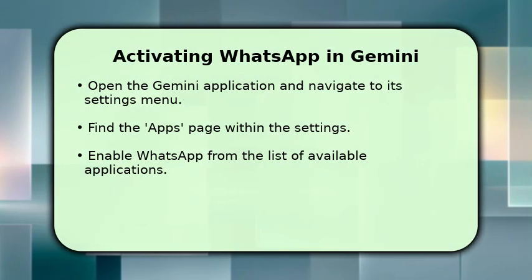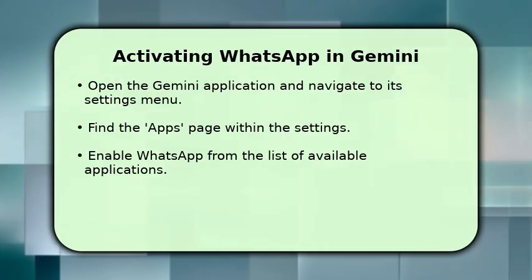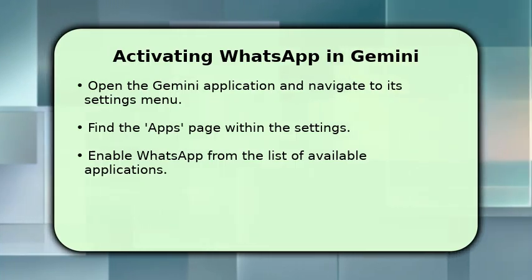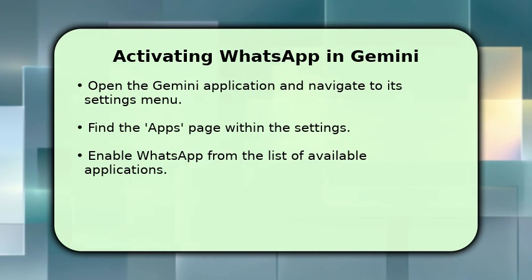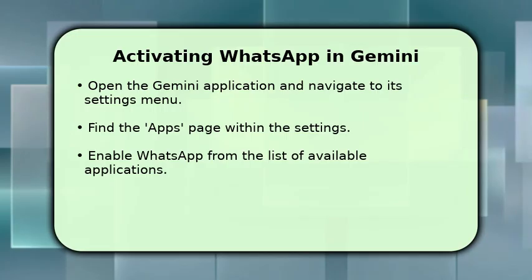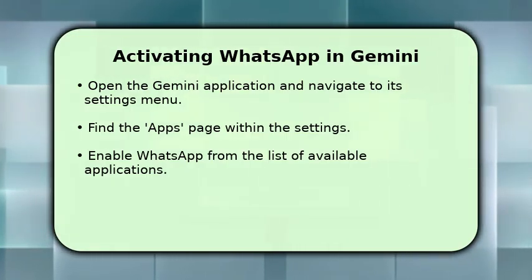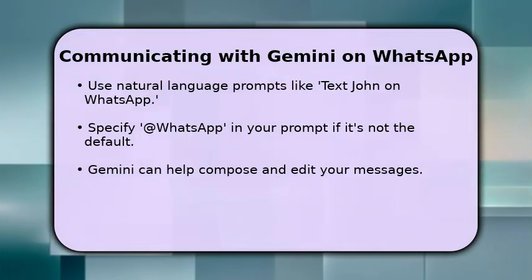To activate WhatsApp within Gemini, first open your Gemini application. Then, tap on your profile icon, usually located in the top right corner, and go to the Settings menu. Within Settings, locate and select the Apps page. Here, you will find a list of applications. Simply enable WhatsApp to allow Gemini to interact with it. Once enabled, you can start communicating through WhatsApp using Gemini.